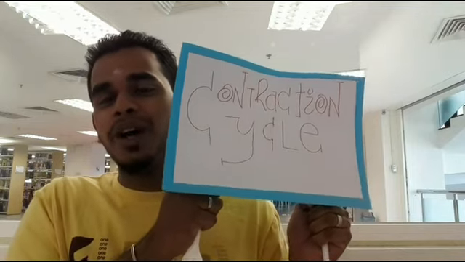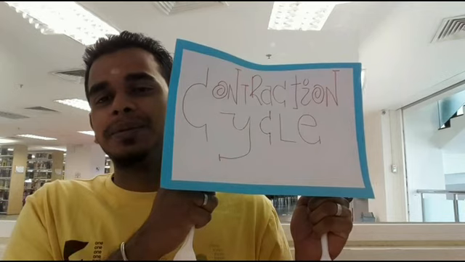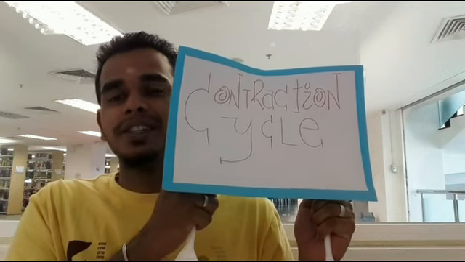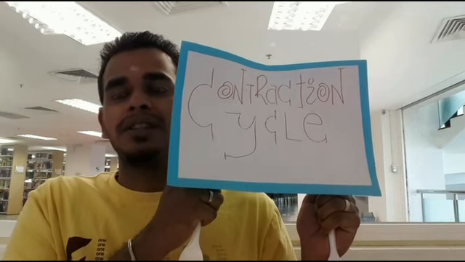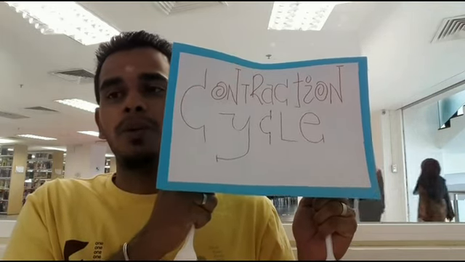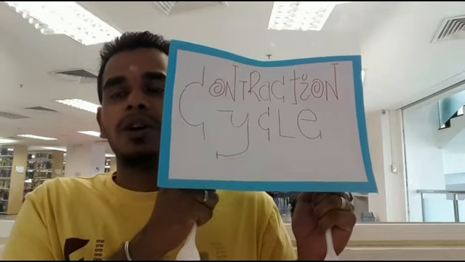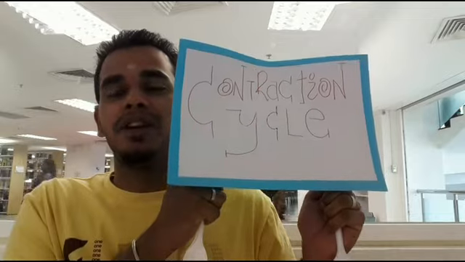Hi, today we are going to talk about the contraction cycle. There are a few steps in the contraction cycle. First, exposure of active sites. Before cross-bridges cycle, calcium binds to the troponins and the tropomyosin moves, causing the exposure of active sites on actin myofilaments.